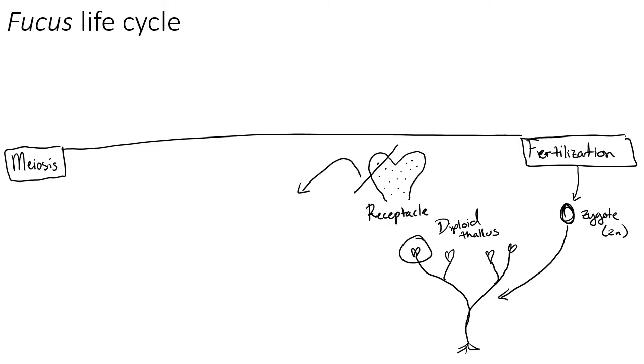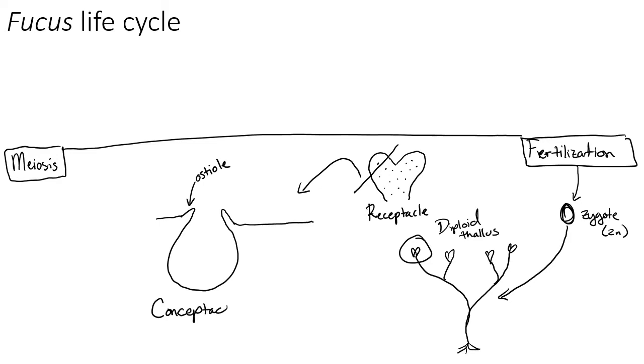And look inside it. So here's our little bump. This is the ostiole, the hole that forms at the top. And this round kind of cave structure within the receptacle is called a conceptacle. And the conceptacle has two things inside of it. And it depends on the species of Fucus. Sometimes you'll have both male and female reproductive parts within the same conceptacle. Sometimes they'll be separated out. So here we're going to draw them within the same structure.